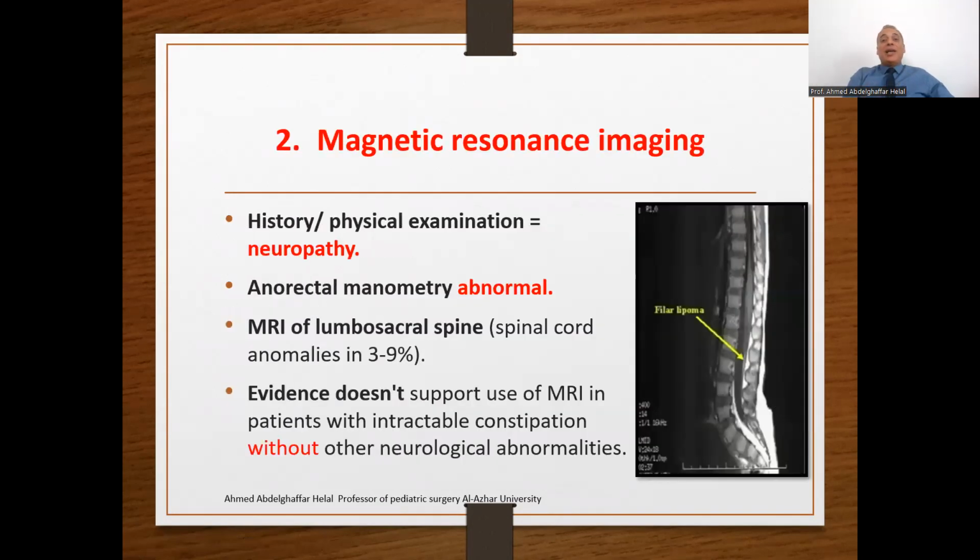Second investigation is the MRI. If the history and the physical examination of the child indicate there is neuropathy, or anorectal manometry is abnormal, in such cases we perform magnetic resonance imaging, MRI, of the lumbosacral spine. Spinal cord anomalies may be detected in some children. However, evidence doesn't support the use of the MRI in children with intractable constipation without other neurological abnormalities. So you need neurological abnormalities that necessitate the use of the MRI.